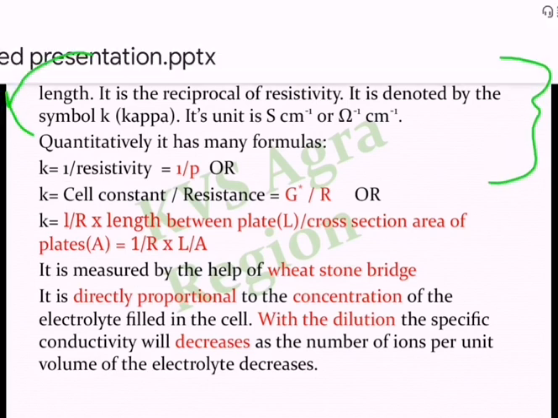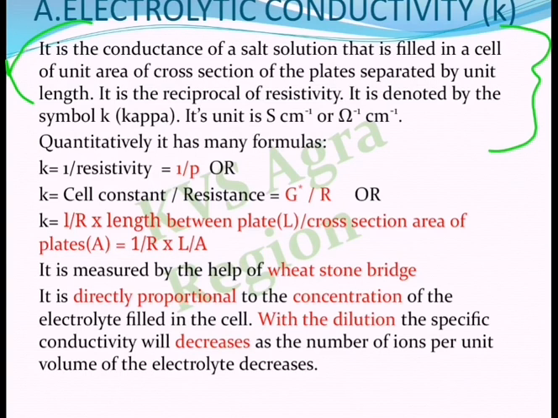It is the conductance of a salt solution that is filled in a cell of unit area of cross section of plates separated by unit length. It is the reciprocal of resistivity and it is denoted by the symbol kappa. Its unit is Siemens centimeter inverse or ohm inverse centimeter inverse.